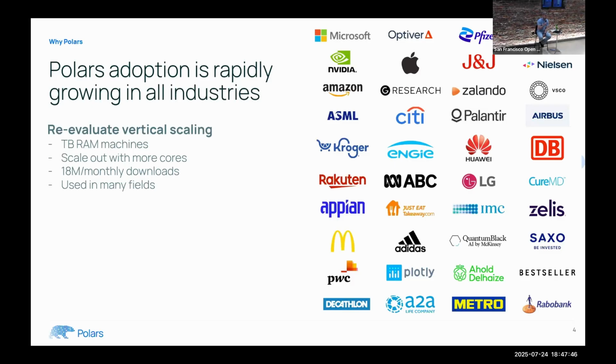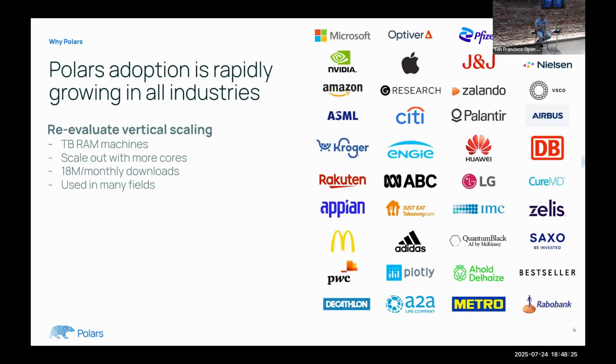And with that goal, Polars was very successful. The adoption is rapidly growing in all industries. And it reevaluated vertical scaling. That's because you can now have machines with a terabyte of RAM in AWS. So vertical scaling is much more interesting than it was 10 years ago, a decade ago. And you can scale out with a lot of cores. A decade ago, you had 2 cores on your laptop, and now you have 16 or 32. And in the cloud, you can get a box with 200 cores for $1.